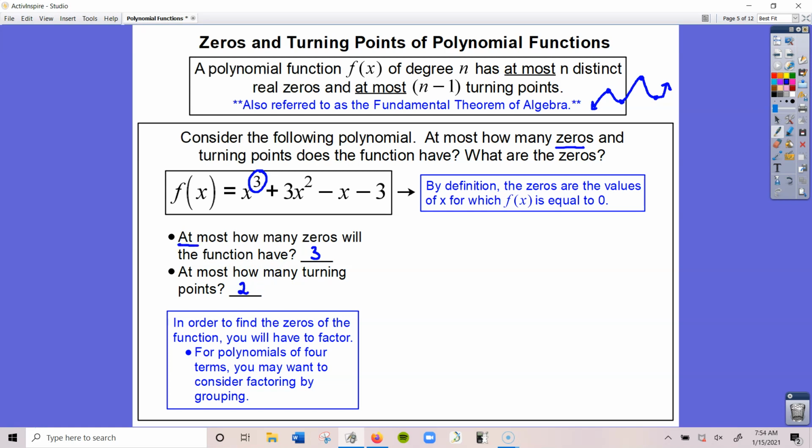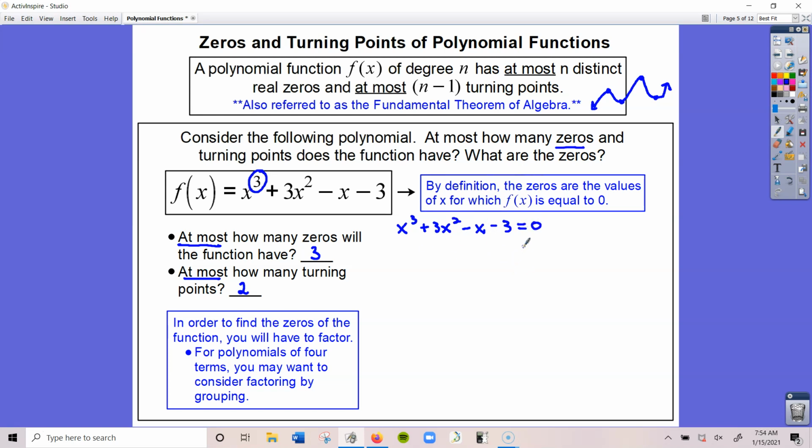So notice that here it says at most and at most. So this fundamental theorem of algebra, because that's what that's called, if the degree is 3, it will have at most 3 x-intercepts, meaning that it could have less, but it won't have more. And same thing for the turning points. It will have at most 2 turning points. Again, not more, but it could have less. Okay, so in order to find these x-intercepts, what we're going to have to do is not only set the equation equal to 0. Again, that's why it's called a zero, because it equals 0.